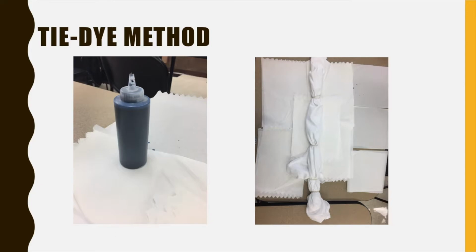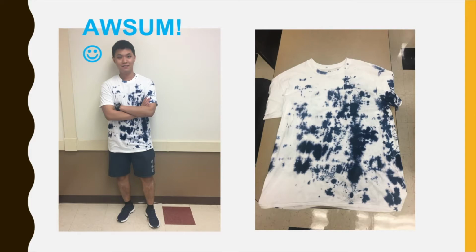Then we tied the t-shirt. Last, we applied the dye directly to the cotton. Try to make sure the dye penetrates the t-shirt thoroughly. After waiting for 6 hours, we finally got this awesome shirt.